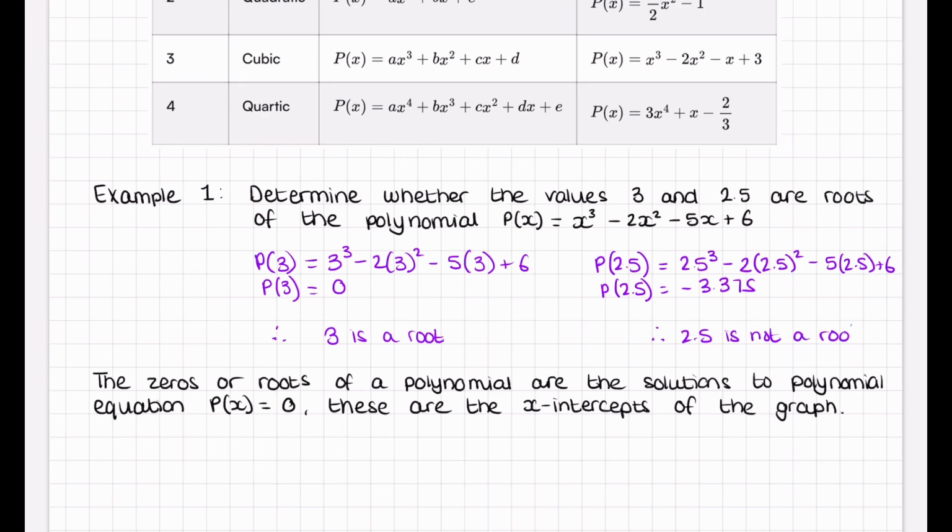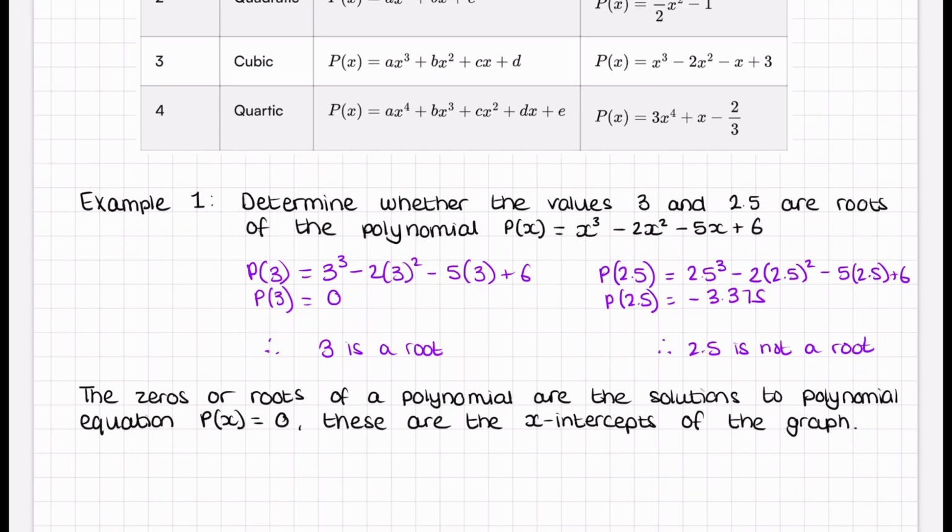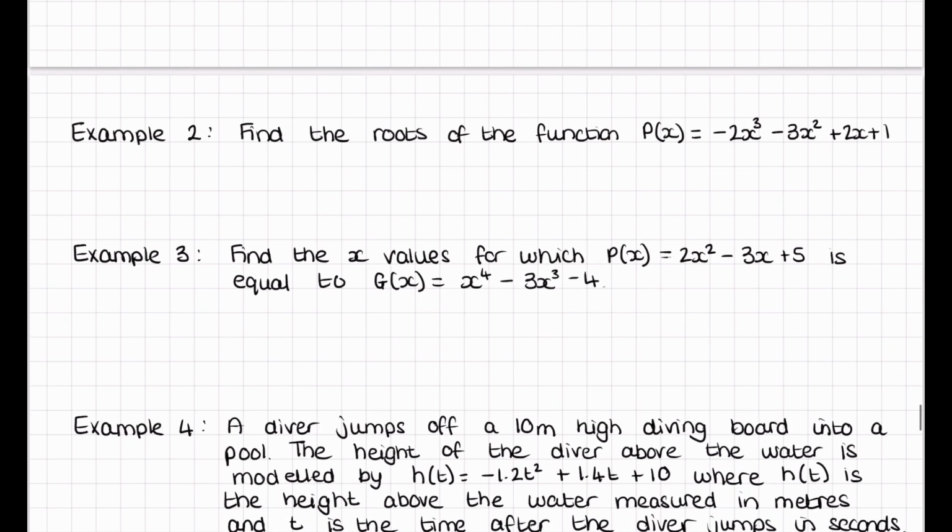And as I just said before, the zeros or roots of a polynomial are the solutions when the function equals 0, so they're the x-intercepts of the graph. Example 2: find the roots of the function negative 2x cubed minus 3x squared plus 2x plus 1. Going to go to our calculator and we'll solve this.